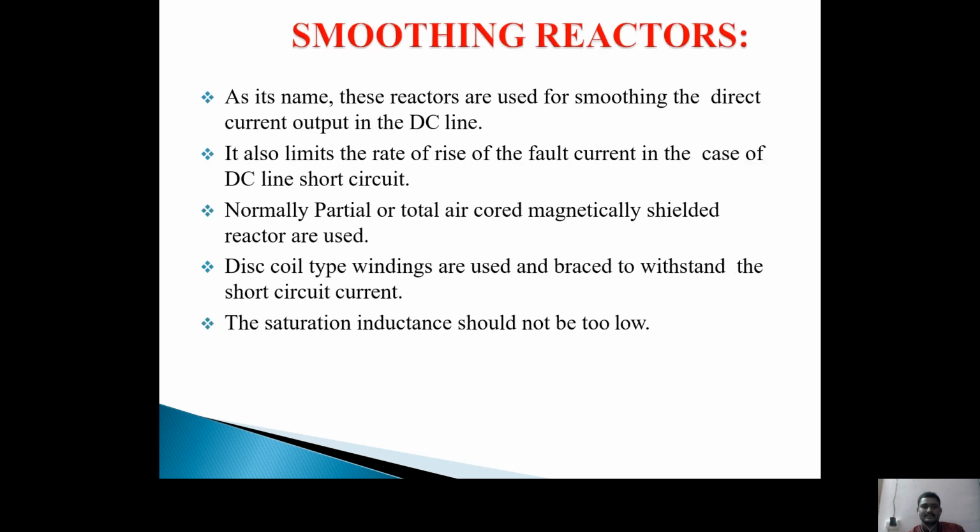Next, smoothing reactors. As its name suggests, these reactors are used for smoothing the direct current output in the DC line. They also limit the rate of rise of the fault current in the case of a DC line short circuit.